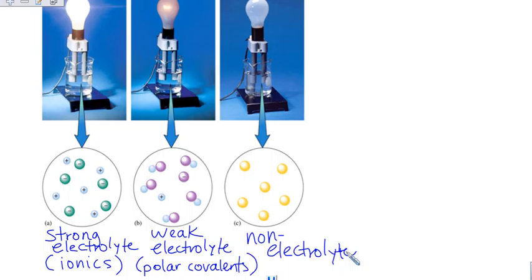So we should understand on a particle level what's happening in these solutions. What kinds of particles do I have in the solutions? And then we can use electrical conductivity as a method of proving the dissociation of different compounds in water.